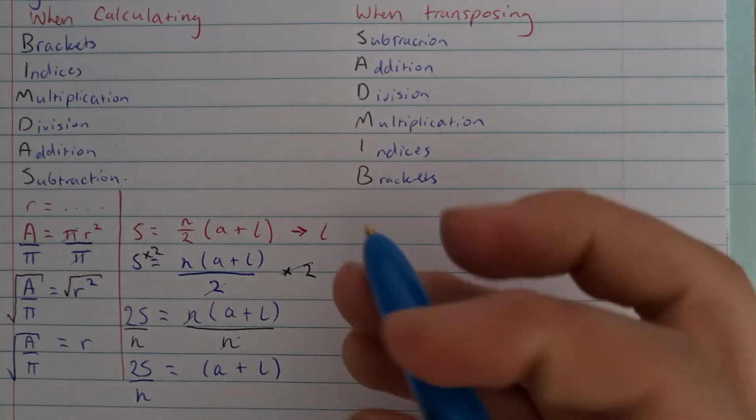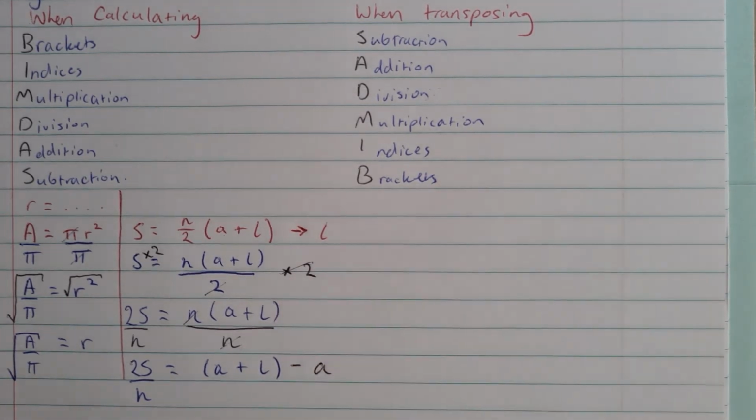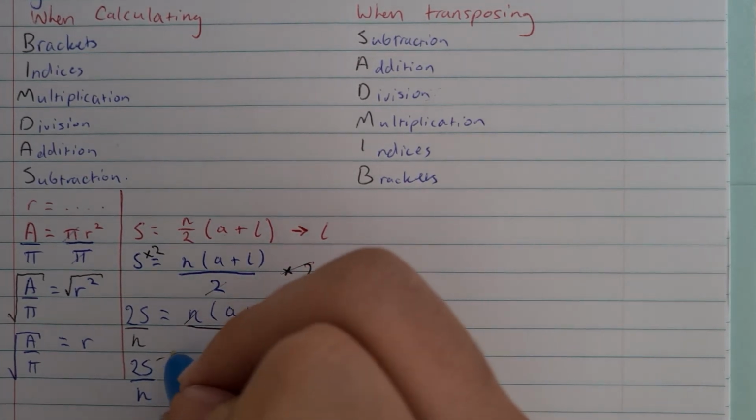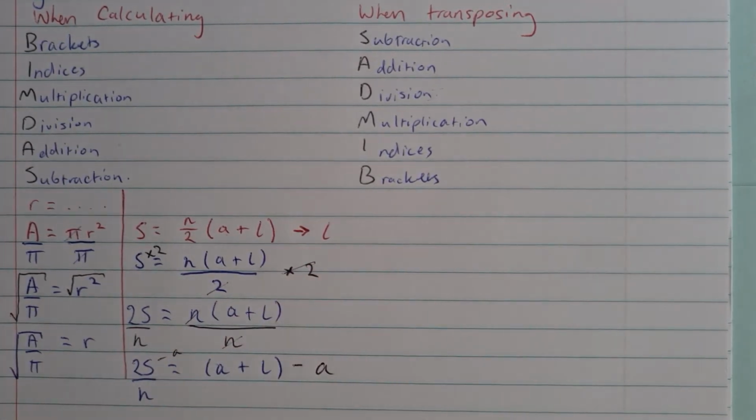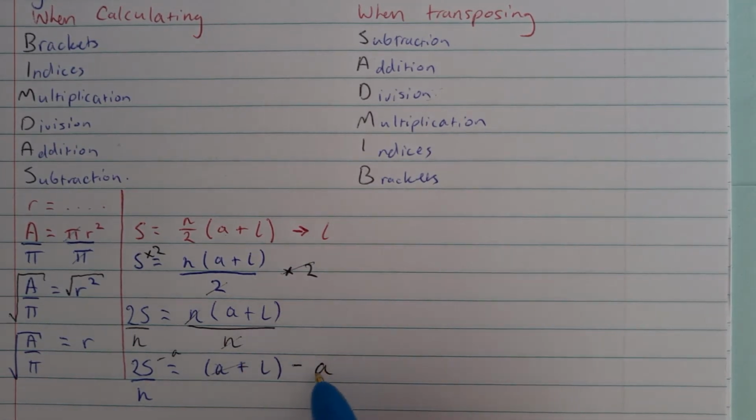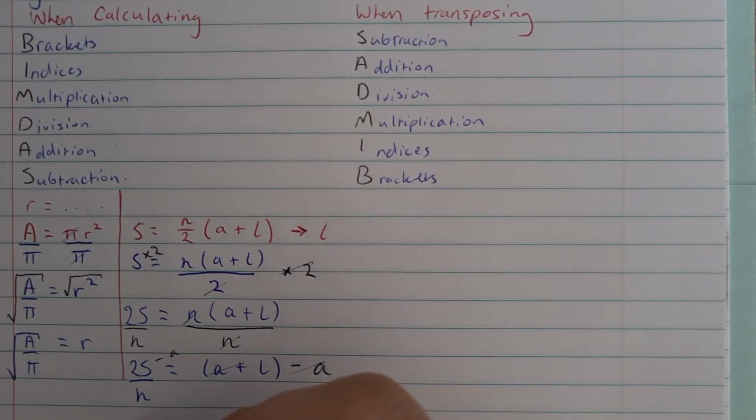So now the only thing that's left is we want to get rid of this plus a. So we do the opposite of plus a. We subtract a from there, and I'll subtract a from that one, because that plus a and minus a will cancel out. So we're left with 2s over n, minus a. Note that the minus a does not go in the numerator of this fraction. It's completely separate. And that is equal to L.